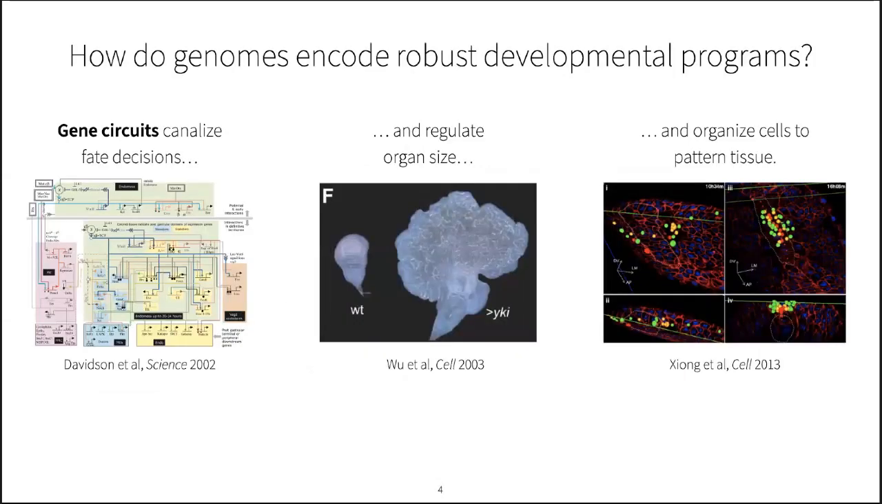So we are interested generally in how genomes encode these incredibly robust programs of gene regulation and development. It's widely believed that regulatory genes are organized into circuits that canalize cells into fate decisions and into fates in the proper stoichiometry and proportions. These circuits and signaling pathways regulate organ size, and they allow cells to communicate with one another to self-organize into precise patterns during tissue morphogenesis.